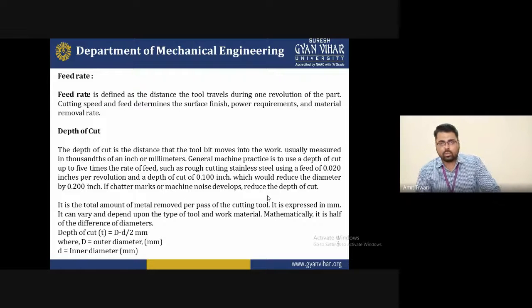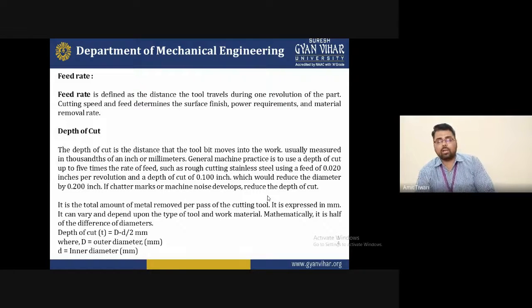So for good surface finishing, the feed rate must be important. Cutting speed and feed rate are both responsible for surface finishing and the power requirement or saving the material. Another one is the depth of cut. The depth of cut is the distance that the tool bit moves into the work, usually measured in thousandths of an inch or millimeters.